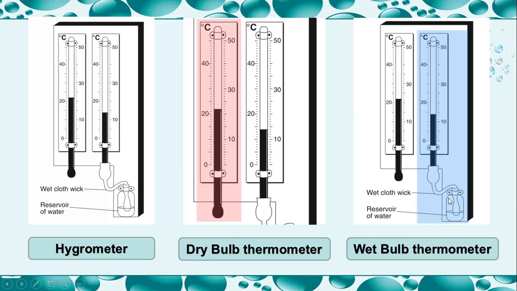This thermometer records air temperature as influenced by the rate of evaporation from the muslin cloth. The drier the air, the greater the rate of evaporation, and the lower would be the readings on the wet bulb. As we said earlier, if the readings on both thermometers are the same, this indicates that the atmosphere is 100% saturated.